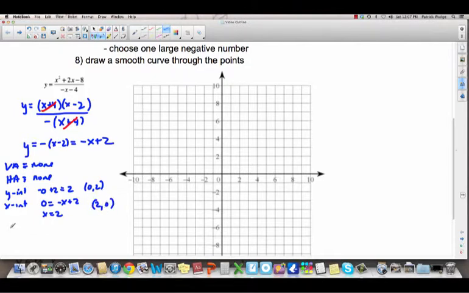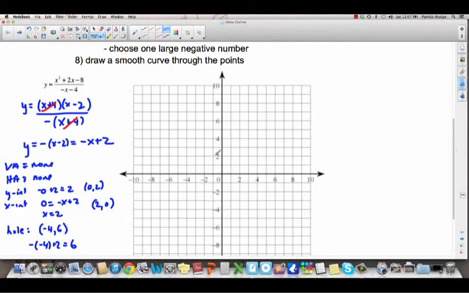Is that everything? The hole. Do we have a hole in this graph? Yes, we do. Where do we have the hole? We have the hole at this point here that we crossed out. What's the non-permissible value there? -4. So the hole's at -4. How do we get the y value? Plug it into this simplified equation. So -(-4) plus 2 is equal to 6. So we have a hole in the graph, a point of discontinuity at -4, 6.